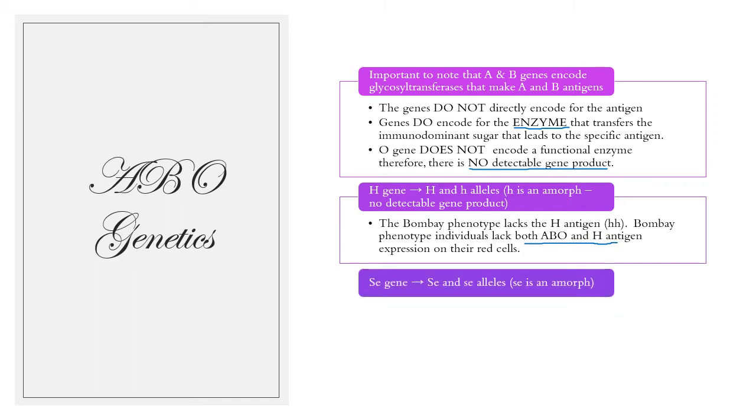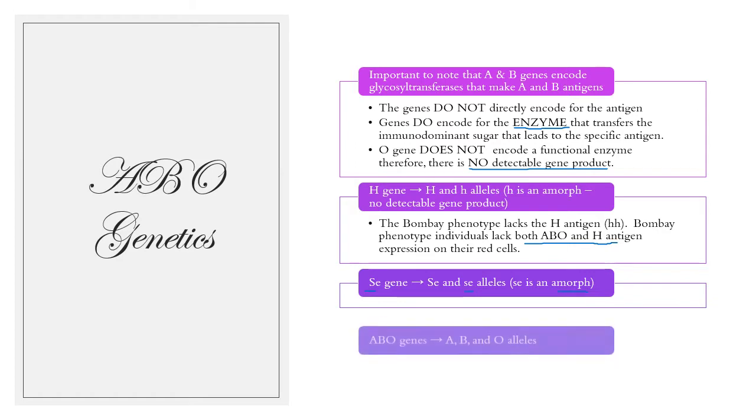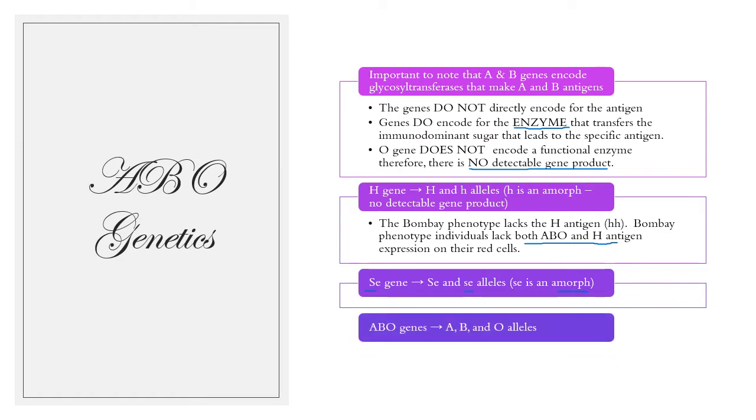The SE gene for secretor, and this is how you write it. Capital S, lowercase e means the person is a secretor. Lowercase s, lowercase e means they're a non-secretor. Non-secretors are an amorph. Remember, a without. So your ABO genes have their alleles, A, B, and O alleles. We mentioned that.